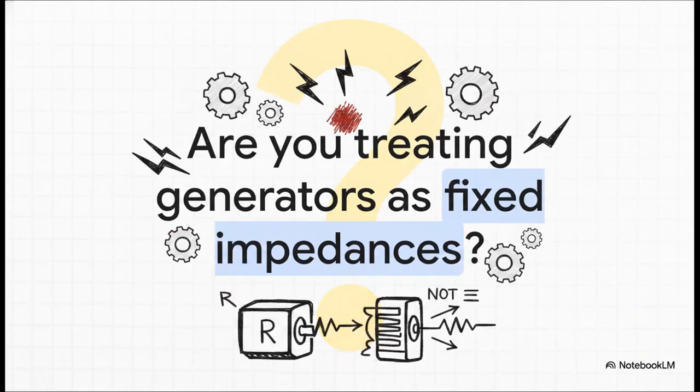So let me ask you a question right off the bat. Are you treating your generators as fixed impedances in your models? Well, if you are, I've got some bad news. Your fault studies are fundamentally flawed. Why? Because the instant a fault hits a generator, its current doesn't just behave like some simple resistor circuit. No way. The dynamics are entirely different. And honestly, getting this wrong has massive real-world consequences.